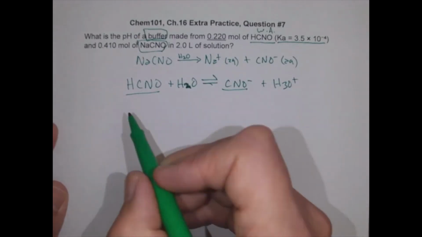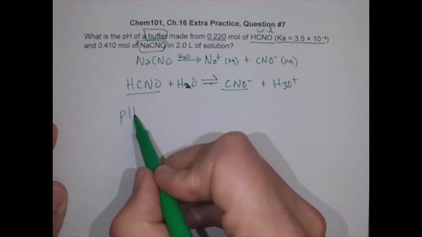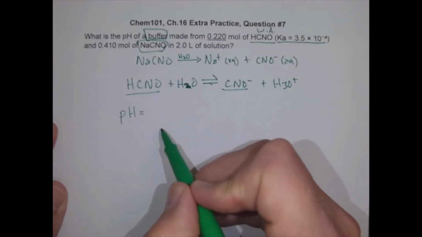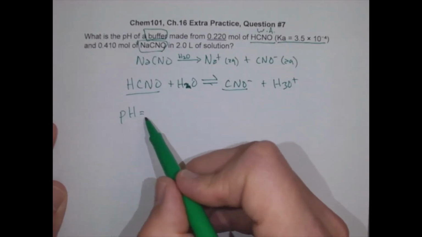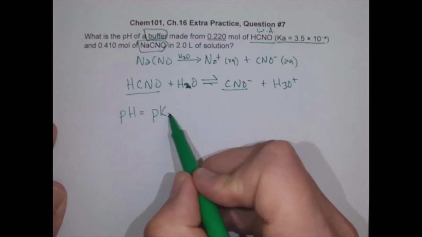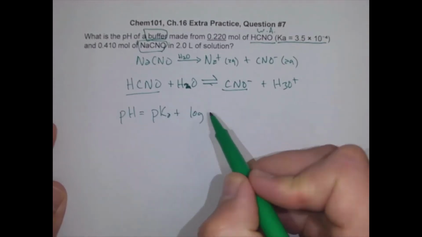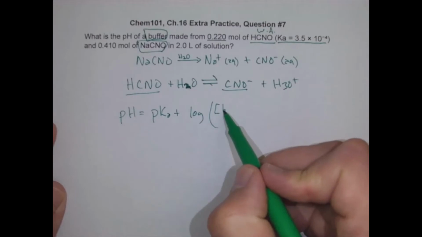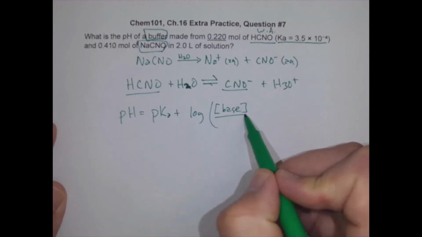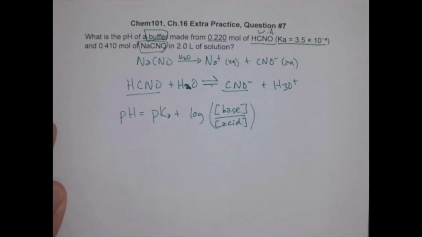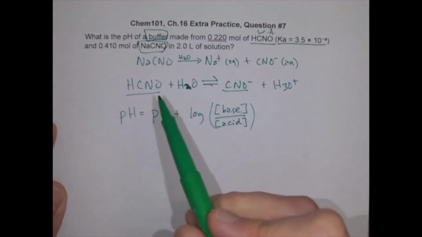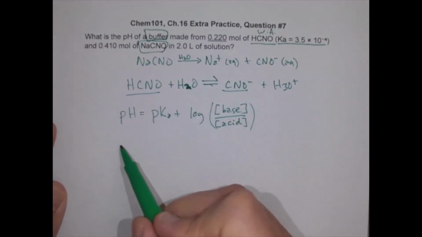And whenever we have a buffer, remember we can use the Henderson-Hasselbalch equation to calculate the pH, and that's what we're asked to do. So according to the Henderson-Hasselbalch equation, the pH is equal to the pKa plus the log of the concentration of the base over the concentration of the acid. Alright, well, we've already identified what our acid and what our base is, so we can just kind of plug and chug at this point.